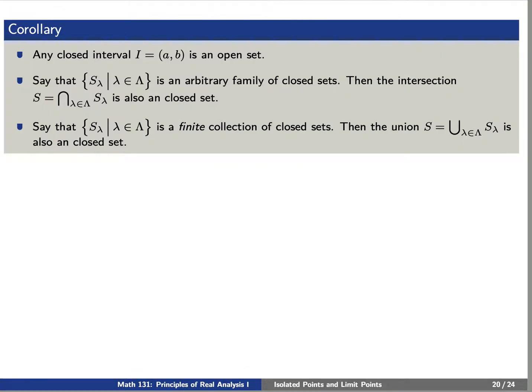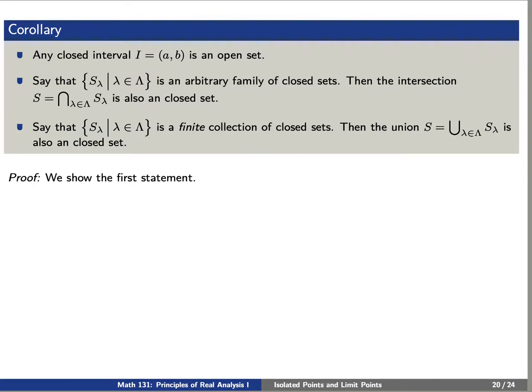We'll end today with an idea that's related to how we started the lesson, that is a statement about examples of closed sets. First, any closed interval is a closed set. Second, let's take a look at an arbitrary family of closed sets. Then the intersection is also a closed set. Third, let's say that we have a finite collection of closed sets. Then the union is also a closed set.